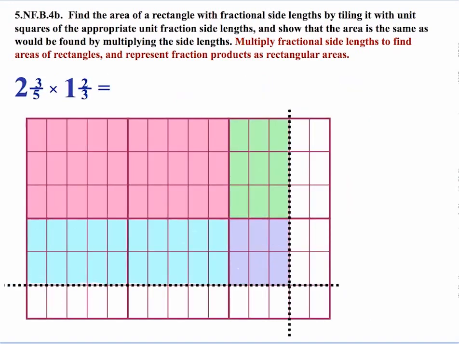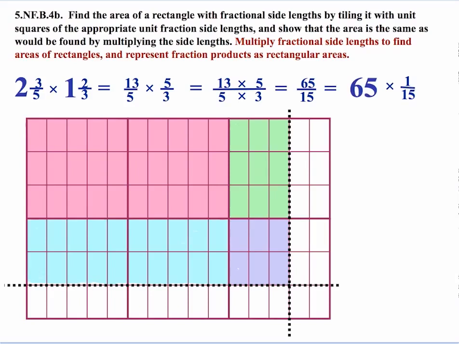Let's take a slightly different approach, and again focusing on this last part of the standard that deals with multiplying fractional side lengths to find areas of rectangles and represent those fractional products as fractional areas. This time we're going to use our standard algorithm, change the 2 3/5 and the 1 2/3 to improper fractions, do our multiplication, and we get 65 over 15. We've already had a little bit of experience with this, so we have a better notion of what represents what.